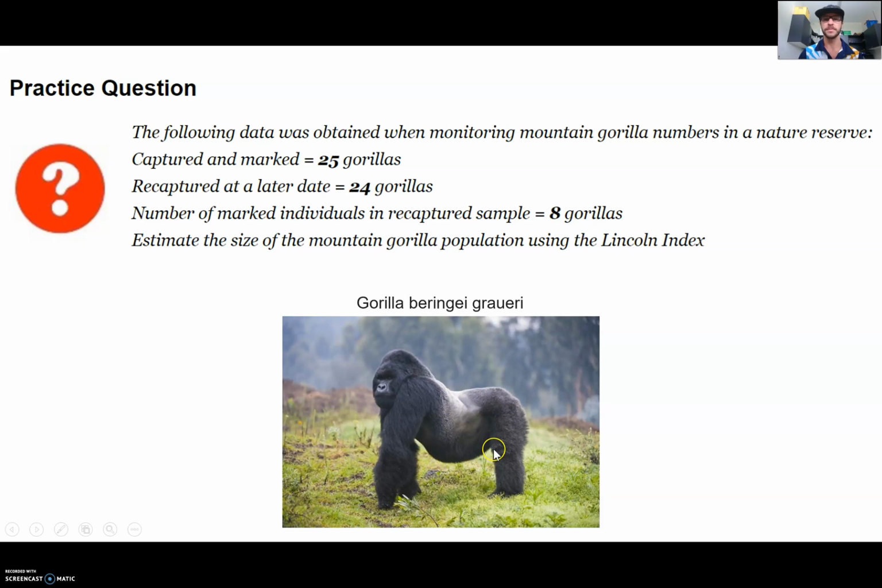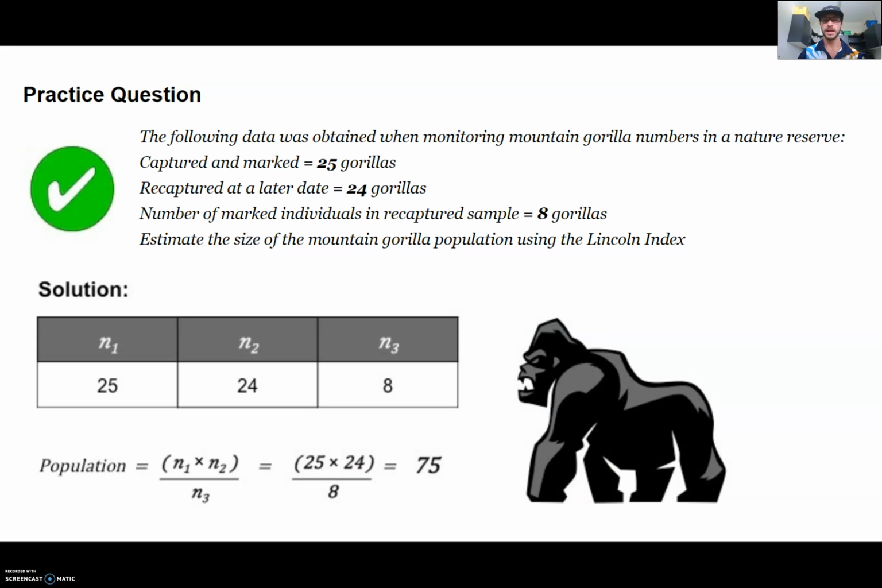So they're incredibly strong. This question is referring to finding the number of mountain gorillas, such as a silverback, in a population using the Lincoln Index. 25, first capture, second capture, 24, and 8 marked were recaptured. Your job is to calculate using the index to find what is the number in that population. You can pause here, and you should have got an answer such as 75. Feel free to go over the working if you want to double check that.